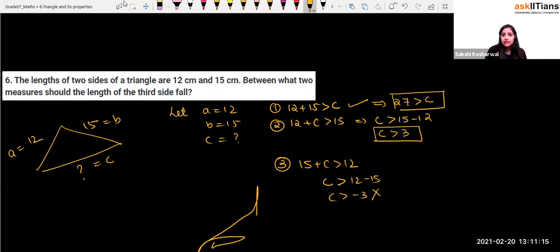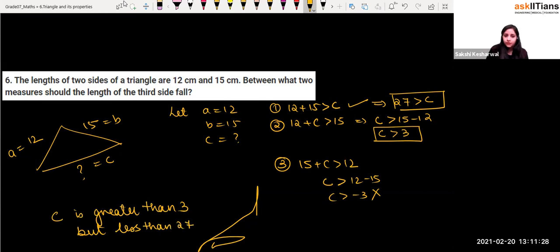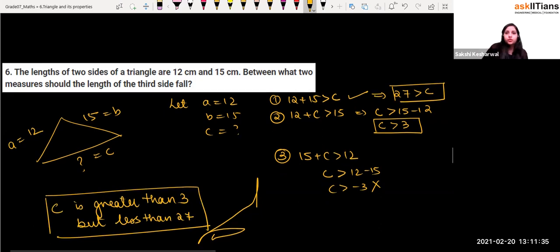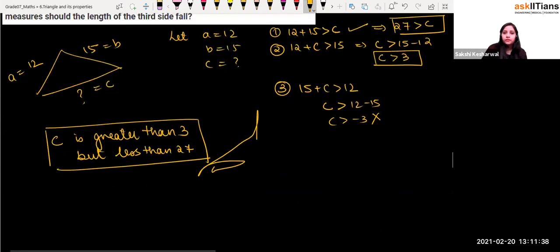So what we say is that C is greater than 3 but less than 27, right? So this is your answer. Now let's see what this means, so just take a close observation over here. Let us suppose you have 12 and this is 15. If I take C greater than 3, and if I take it as 3 also, right? 12 plus 3 is equal to 15.